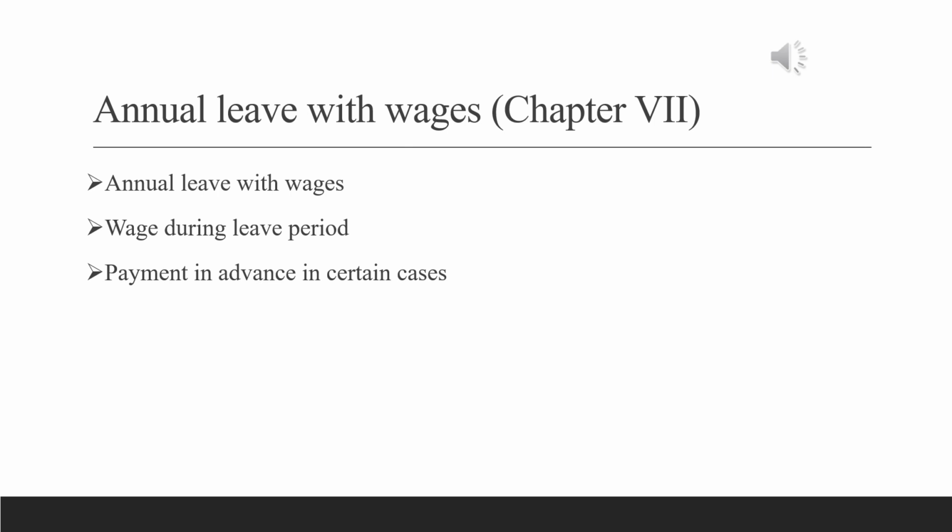A worker who has been allowed leave for less than 4 days in the case of an adult and 5 days in the case of a child should, before his leave begins, be paid the wages due for the period of the leave allowed according to the provisions of this Act.